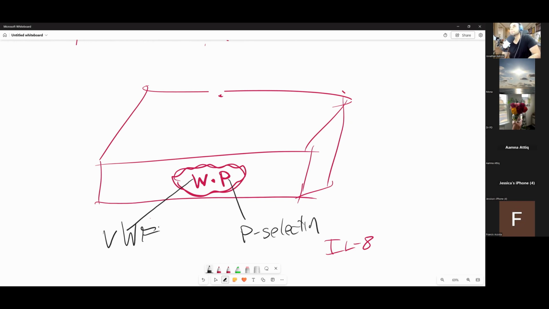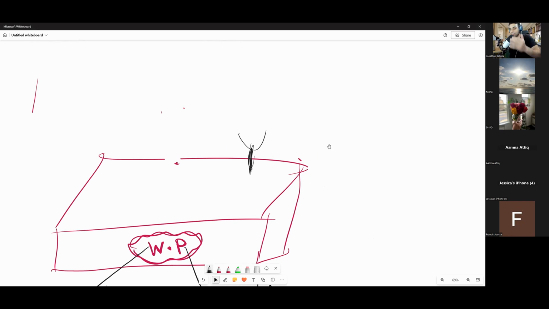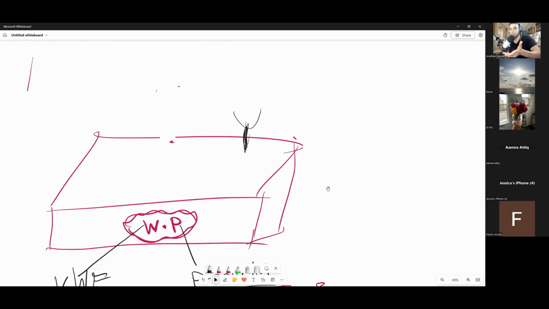P-selectin. You have von Willebrand and P-selectin. P-selectin basically would express itself whenever there's an inflammatory effect, whenever you have, let's say, pro-inflammatory factors. They will increase the expression of P-selectin in order for neutrophils to be able to bind to this and then make their way into the tissue. That's how you do it.